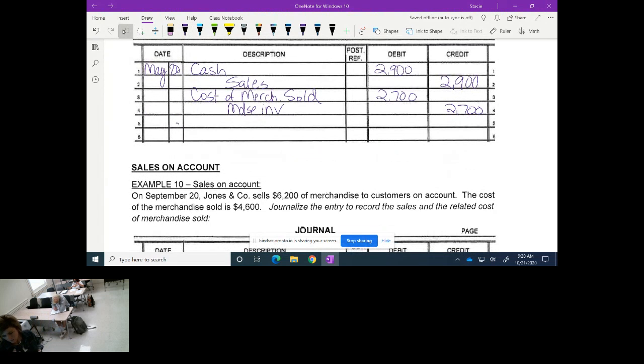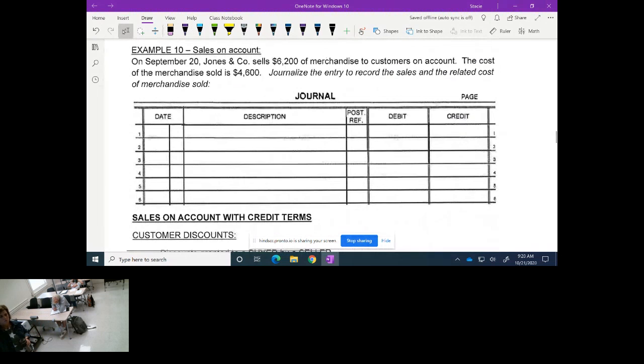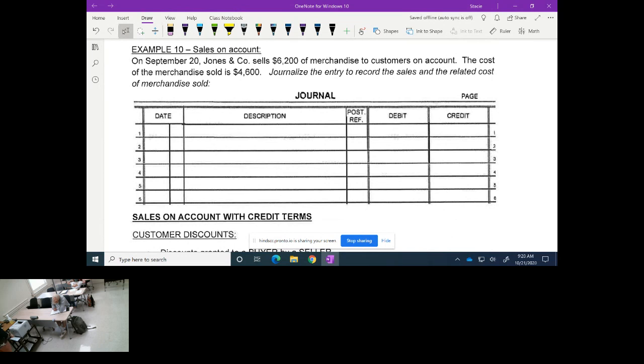Okay. Now, sales on account. Same thing, only a little bit different. What are we gonna debit this time? Accounts receivable.